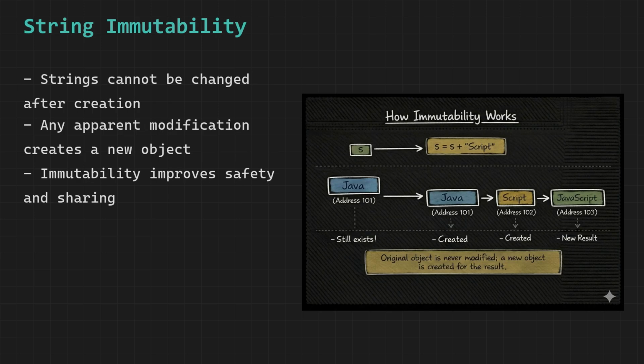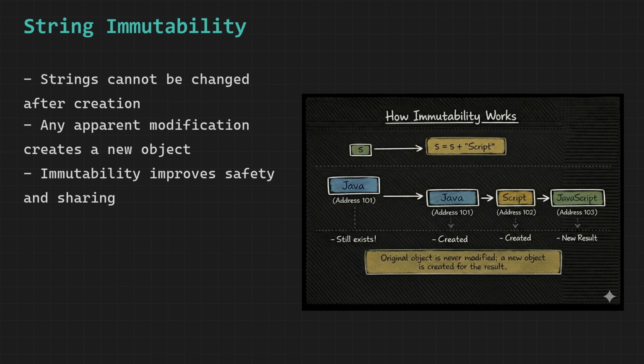Immutability is a fancy word that simply means unchangeable. Once a string object is born in memory, it can never be edited. You might think, wait, I change strings all the time by adding more text to them. But what is actually happening is a bit of a magic trick.